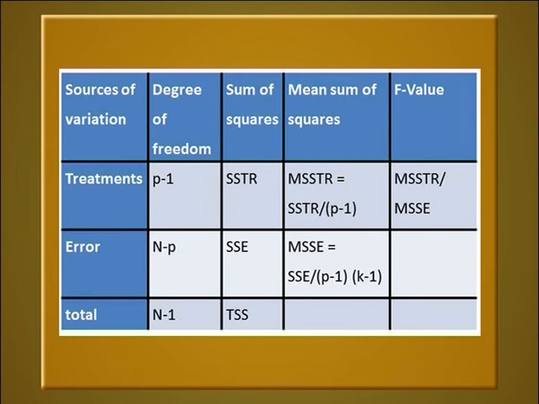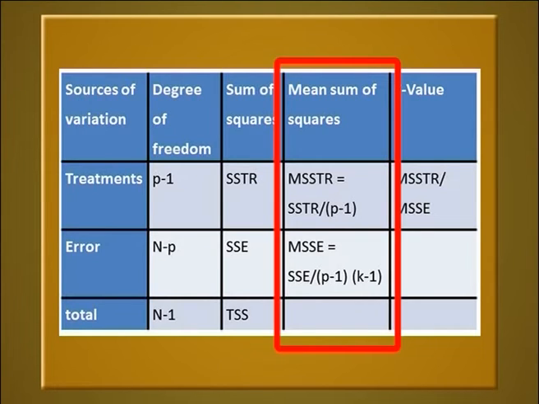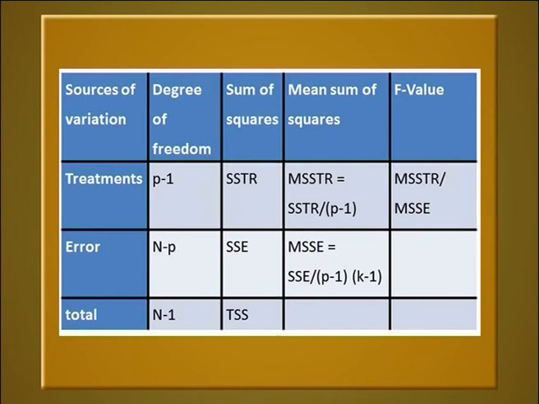The third column gives different sum of squares. First enter treatment sum of square, next enter total sum of square, next enter error sum of square, which is obtained as total sum of square minus treatment sum of square. In the fourth column, obtain the mean sum of squares, and in the last column obtain the ratio, that is treatment mean sum of square divided by mean error sum of square.